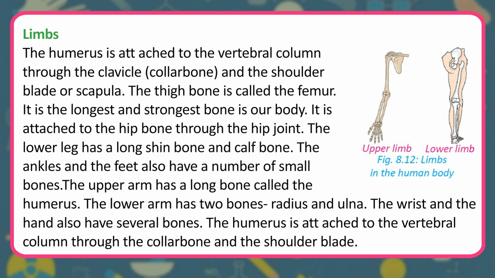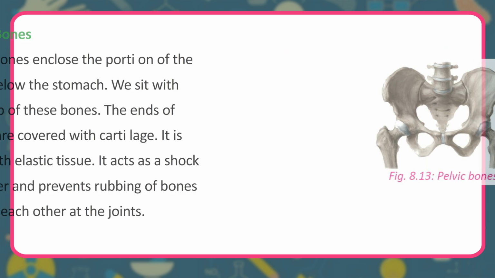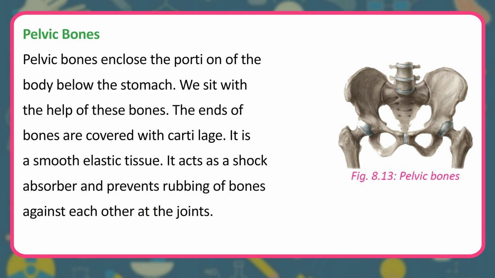The wrist and the hand also have several bones. The humerus is attached to the vertebral column through the collarbone and the shoulder blade. Pelvic bones. Pelvic bones enclose the portion of the body below the stomach. We sit with the help of these bones.